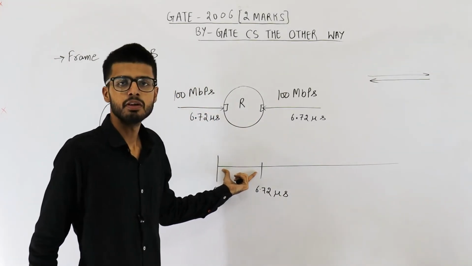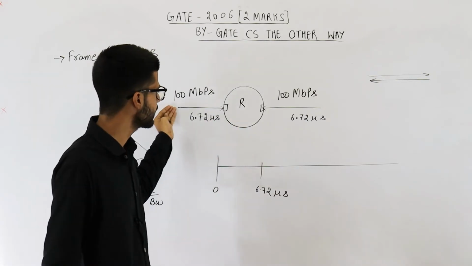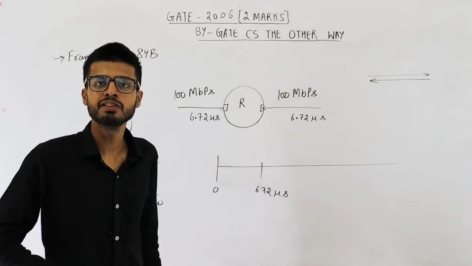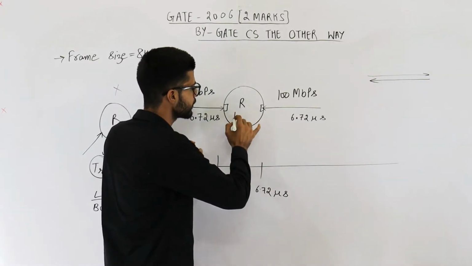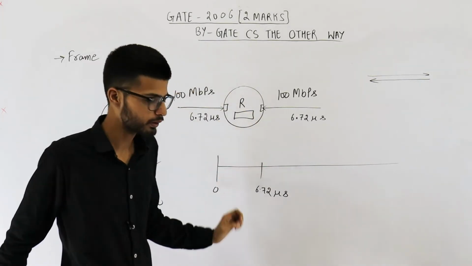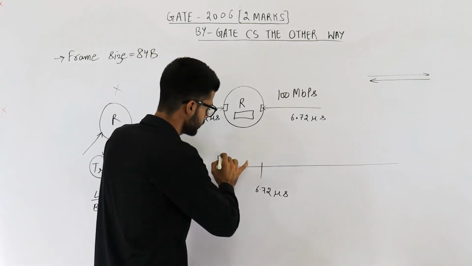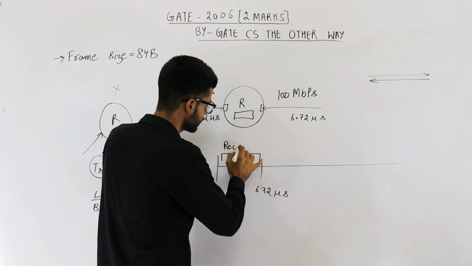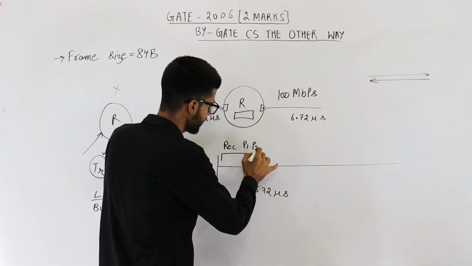In this much time, you will have two packets. One packet from this interface and one packet from this interface. Both of these packets will be in the buffer memory of the router. So after this much time, you have received two packets, packet 1 and packet 2.